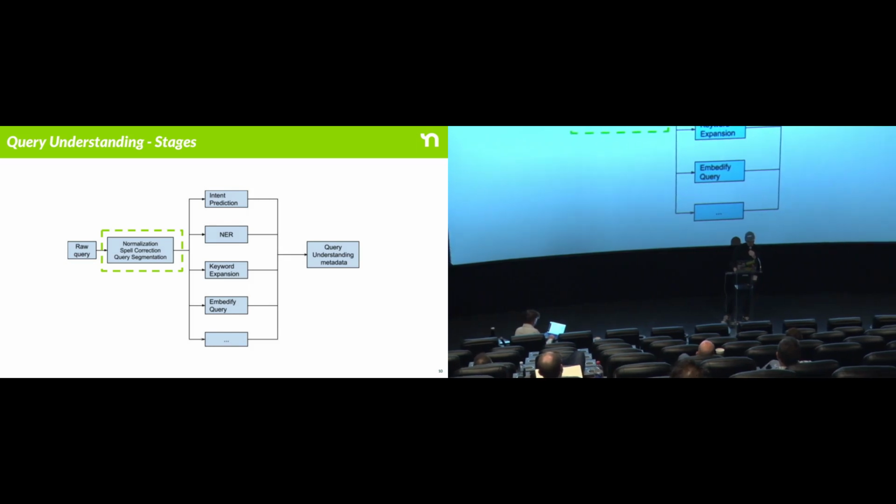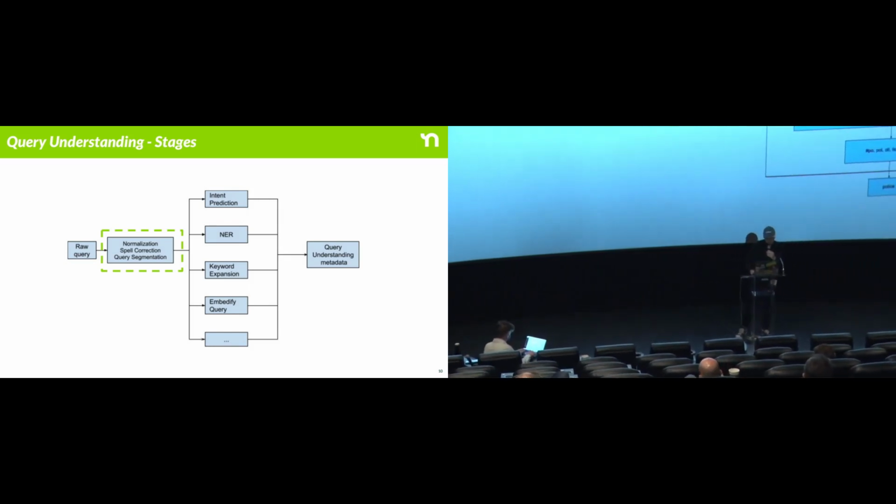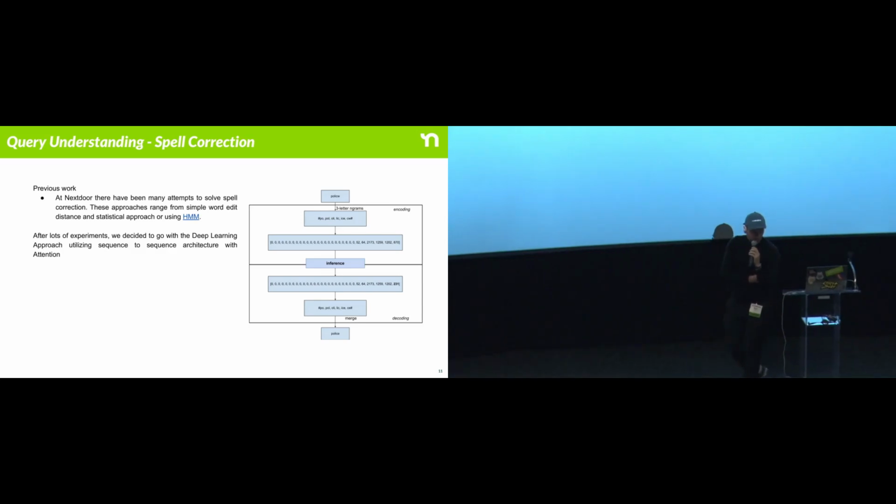Let's start with spell correction. There have been multiple attempts to solve spell correction at Nextdoor, starting from simple edit distance, statistical models, even HMMs. What we ended up doing is actually a deep learning application of the encoder-decoder architecture.